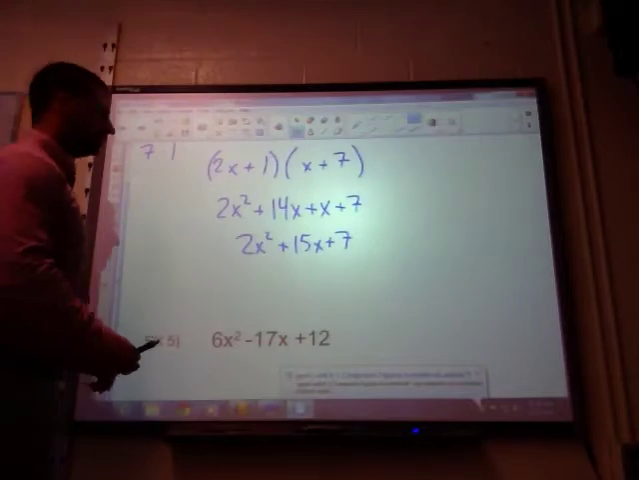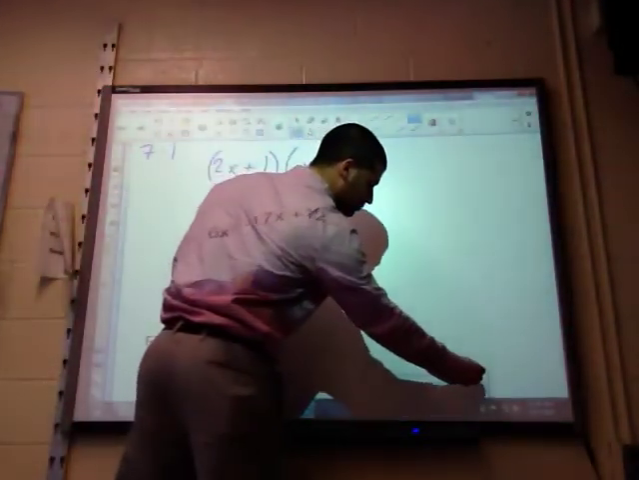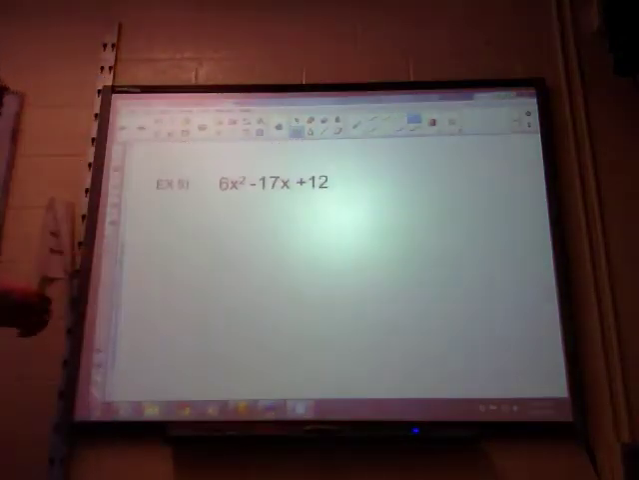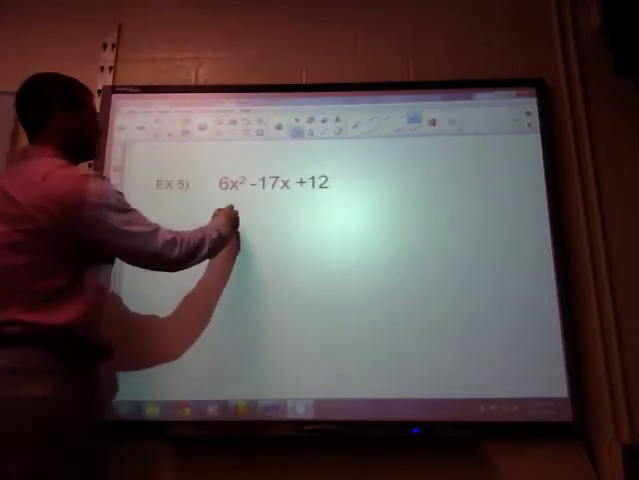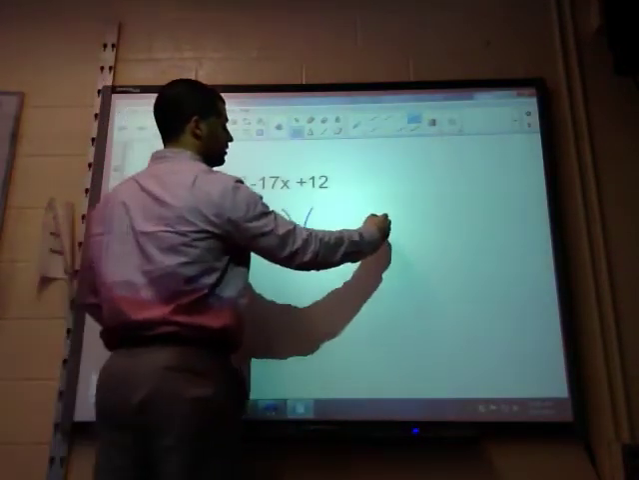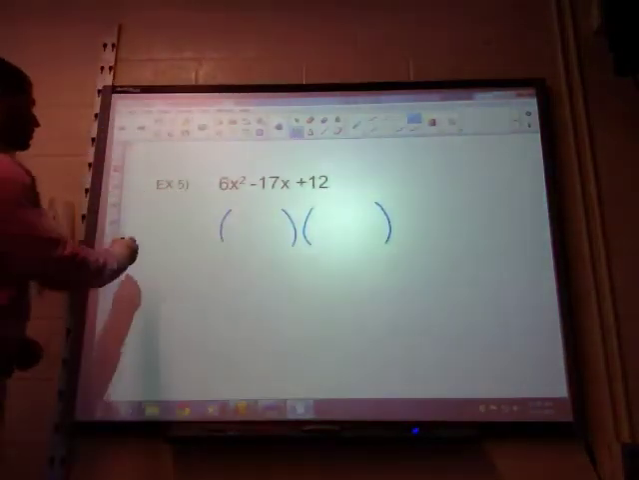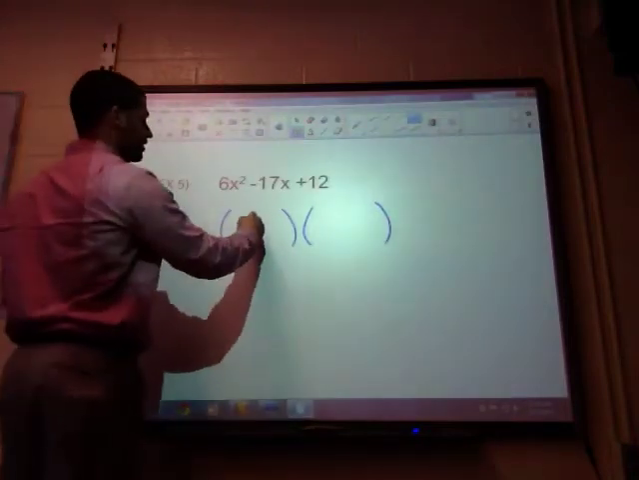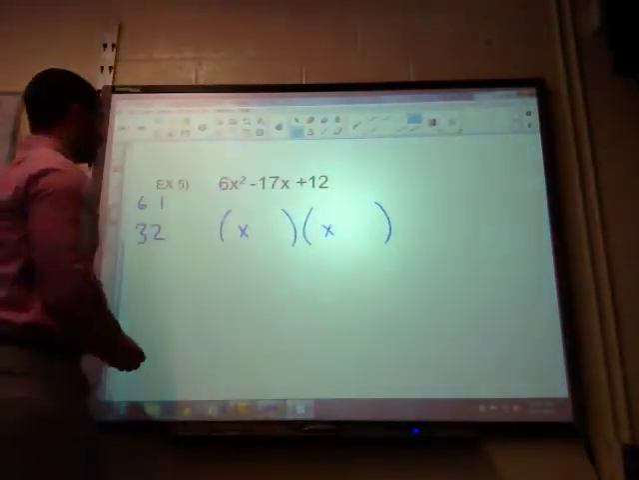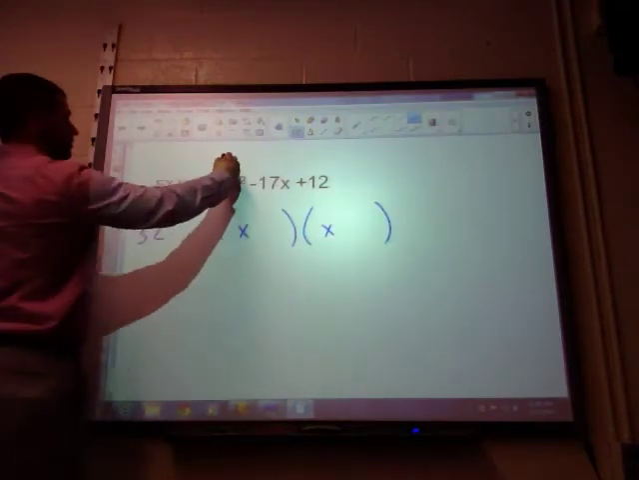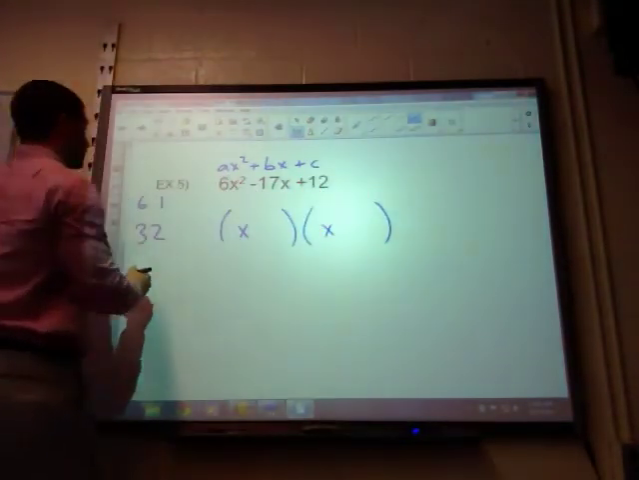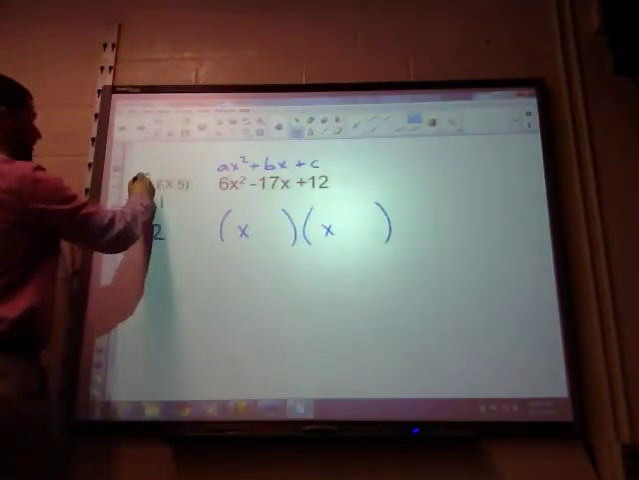Let's try another one. 6x squared minus 17x plus 12. Alright, this one's a little bit different because we have a variety of options for our 6. We could have 6 and 1, we could have 3 and 2. But we know we're going to have an x no matter what. So this is for the 6, that's the a. Alright, so we're looking at the factors of a here.